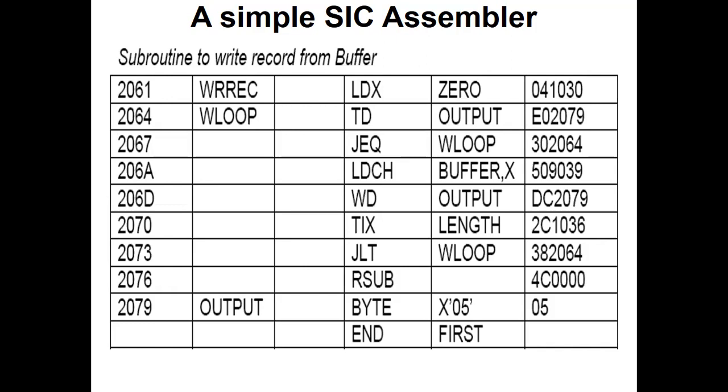Can someone tell me the last address? This one is consuming only 1 byte, and it begins from 2079. So the last byte will be what? 207C. This is 1 byte. You can see it is 05. Those are 2 hexadecimal digits. Each hexadecimal digit is 4 bits. So these are 2 digits, which means 8 bits, which means 1 byte. So it should be what?